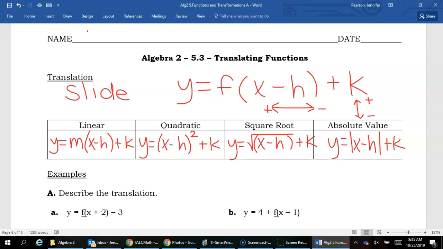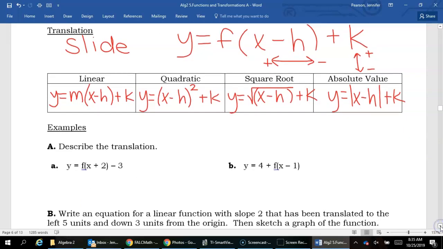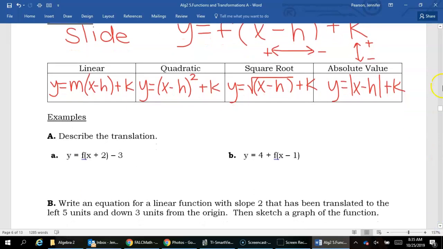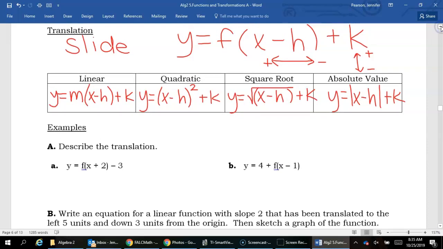And that's about it. The first example says describe the translation. When I'm saying describe, I want to know, did it slide left? Did it slide right? Did it slide up? Or did it slide down? I'm going to leave that at the top so I can still see it. Inside my function, being added to the x, I have a 2. If I add a number inside the parentheses, that will slide the whole graph to the left. So this slides the graph left 2.